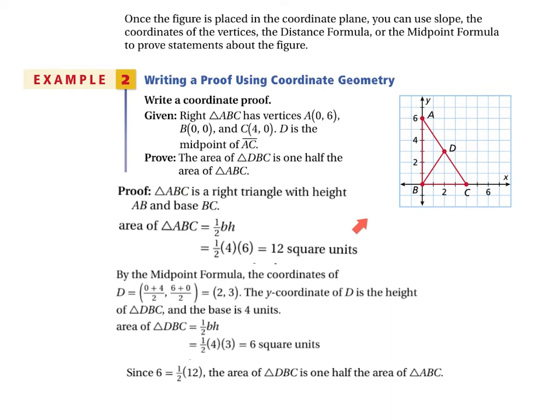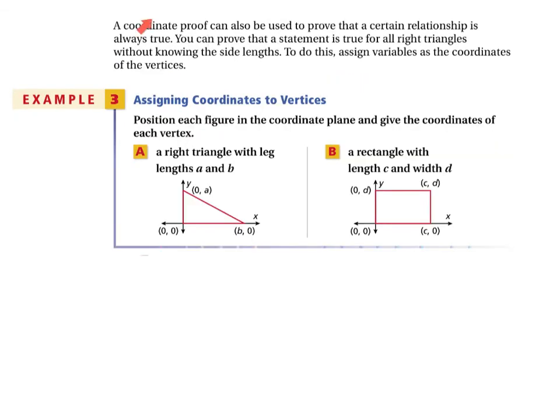You'll notice that most of this is words combined with formulas. You're giving reasons, but you don't need the typical 2-column proof formula. Now, a coordinate proof can also be used to prove that a certain relationship is always true. So they might not actually give you points. You can prove that a statement is true for all right triangles without knowing the side lengths. Keyword, right triangles.